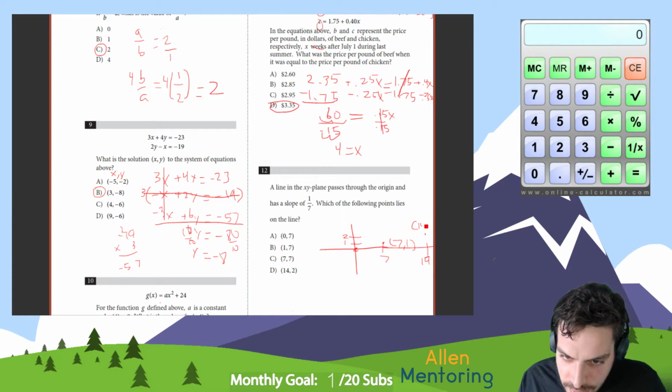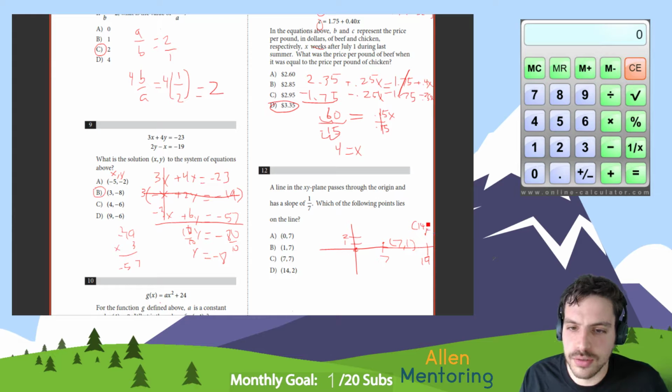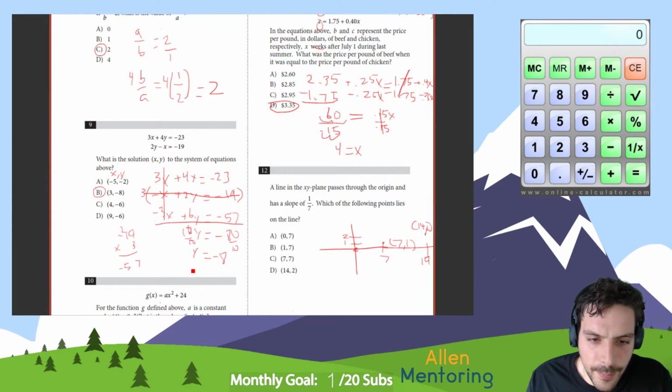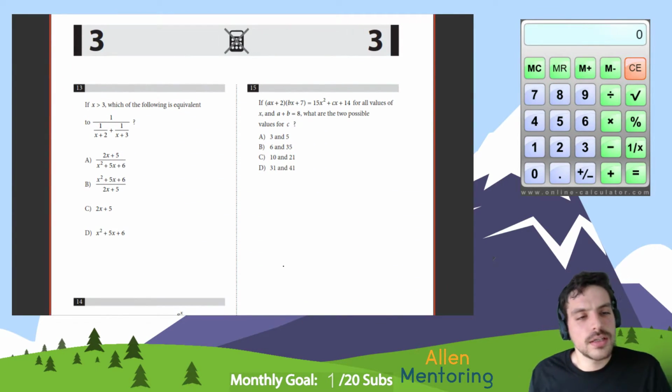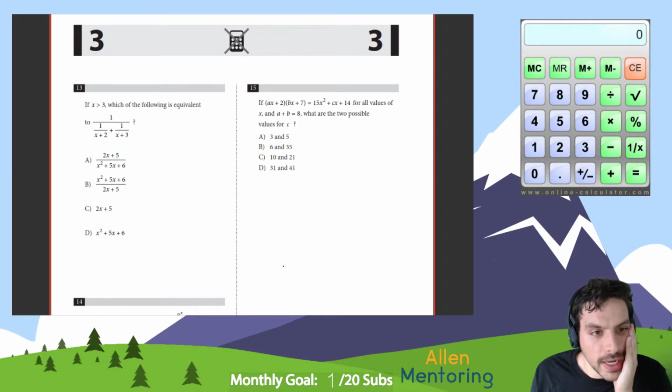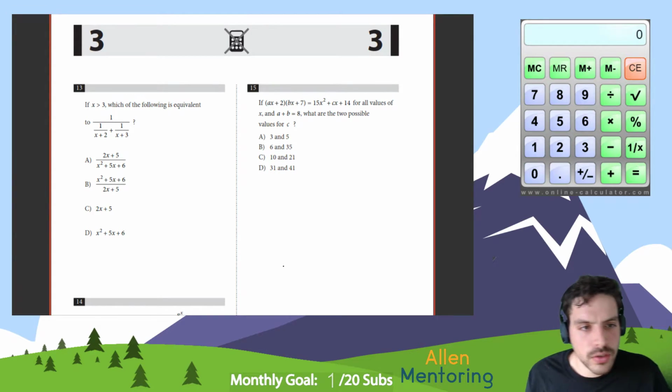These 4s have to get better somehow. 14, 2. Okay. Bam. Passable 4. Alrighty. Flying through these. So far, so good. No wrong answers, which is a bit of a miracle. Okay. 13.